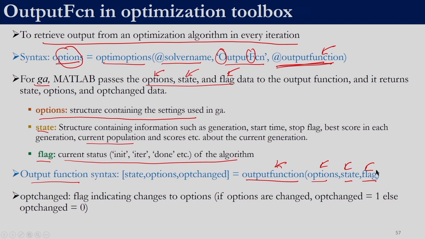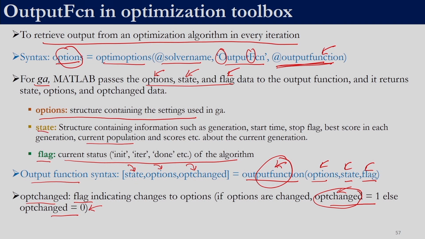And what the function is supposed to return is the state, the options, and we need to specify if we have changed the options. So opt changed is a flag which has to have a value of 1 or 0. We need to provide a value of 0 if we are not changing the current options of GA. If we are changing the current options of GA in this output function, then we have to give a value of 1 to this variable opt changed.